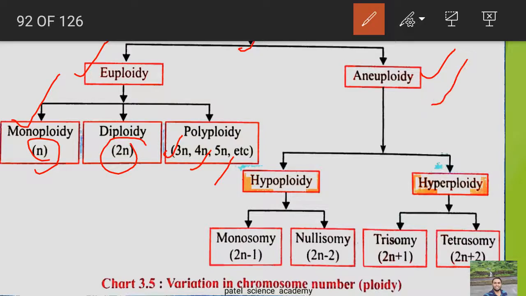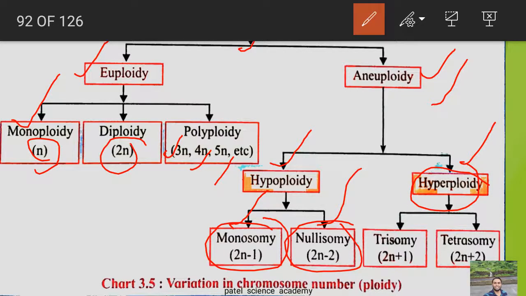Likewise, the aneuploidy may be hypo and hyperploidy. In the hypo, one chromosome may be less or two chromosomes may be less. If one is less, it is called monosomy. If two are less, then it is called nullisomy. Then in the hyperploidy, one chromosome may be extra or two chromosomes may be extra. If one chromosome is extra, it is called trisomy, and if two chromosomes are extra, it is called tetrasomy.